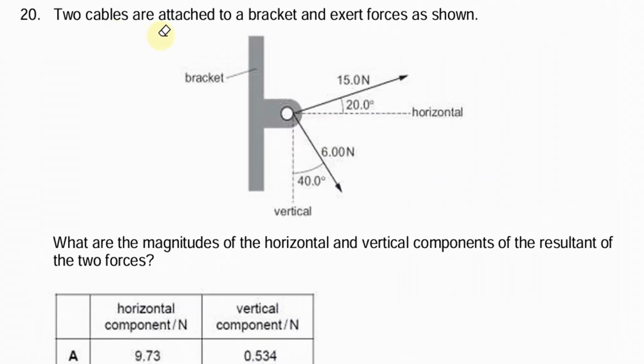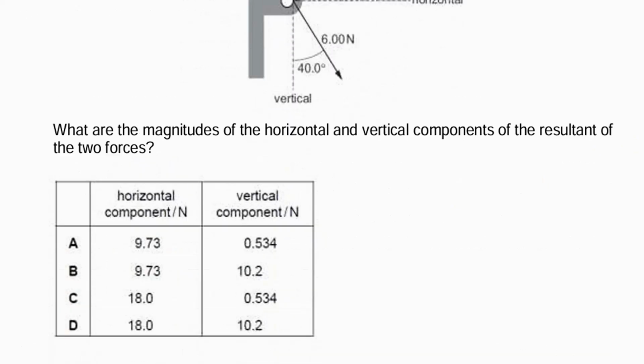Two cables are attached to a bracket and exert forces as shown. So we have a 15 Newton force this way, making an angle of 20 degrees with the horizontal, and a 6 Newton force this way, that makes an angle of 40 degrees with a vertical. What are the magnitudes of the horizontal and vertical components of the resultant of the two forces? And we are given these options.